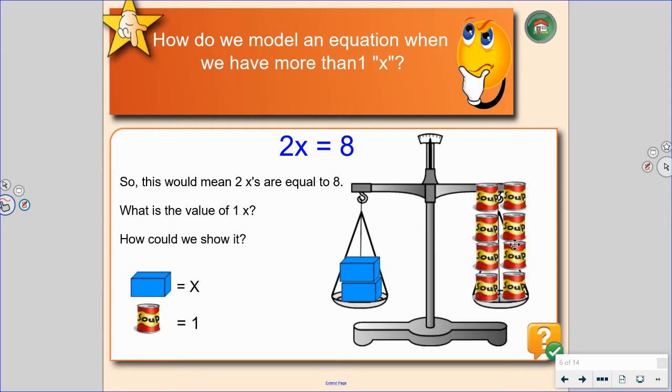Now from there, we should be able to figure out using our number sense how many cans would be the same as a single block. In this case, it would naturally be 4 cans. You can think about it like that. So that is how you would model an equation with multiple variables on one side.